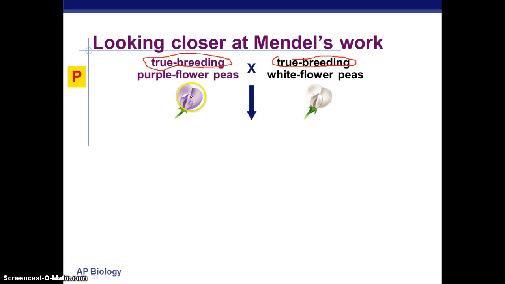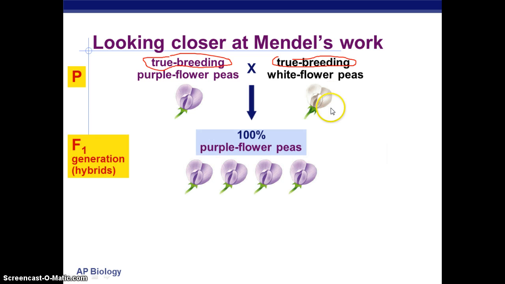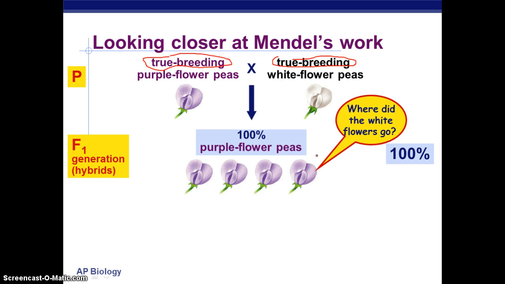So he mated them, took the pollen from one and transferred it to the other, and he noticed that all the white-colored flowers disappeared. After the mating of the purple with the white, he got 100% purple-flowered peas. And Mendel was kind of confused by this. This was the F1 generation.